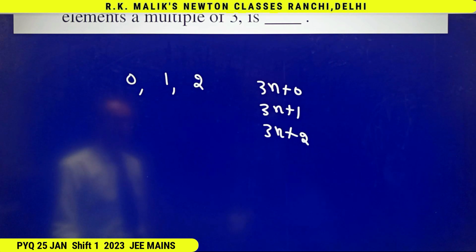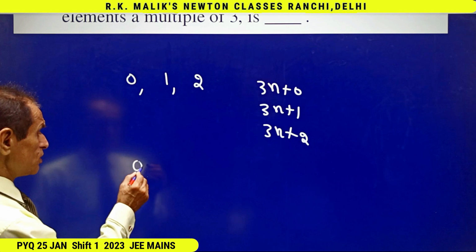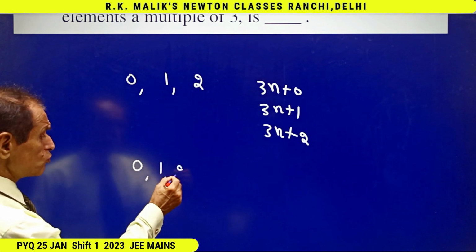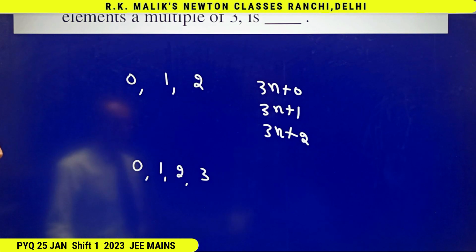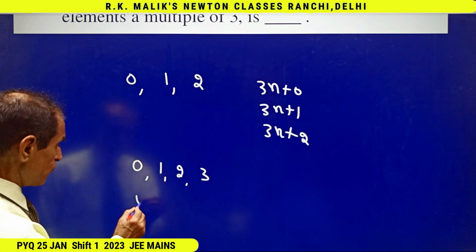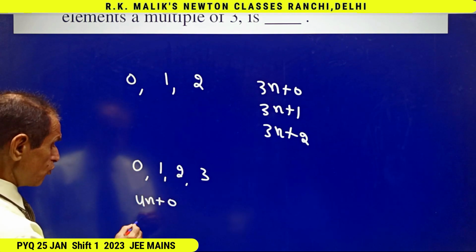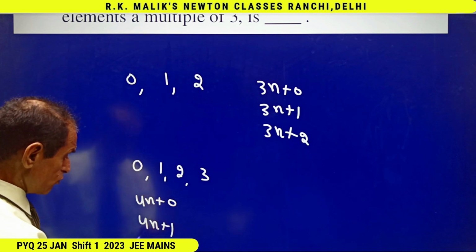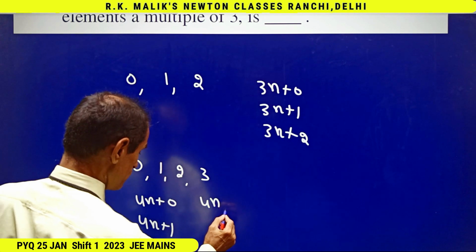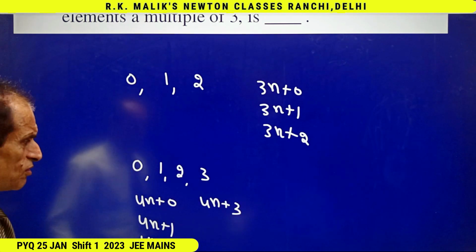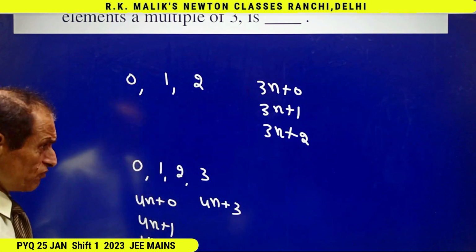And we can extend this statement up to any number. For example, when a number is divided by 4, the remainder is sure to be 0, 1, 2 or 3. That is, every natural number is in the form of 4n plus 0, 4n plus 1, 4n plus 2 or 4n plus 3. Most of the students proceed by this type of ways.